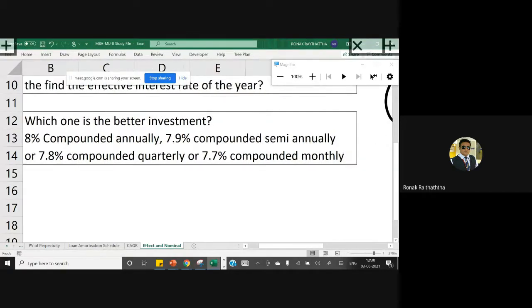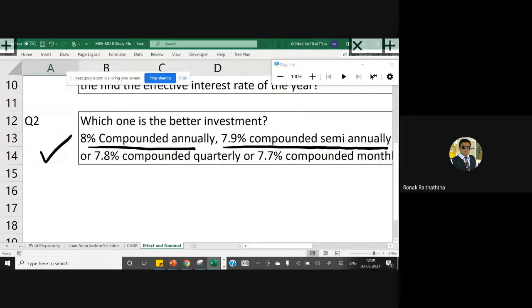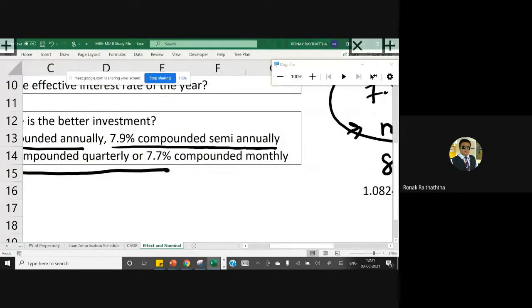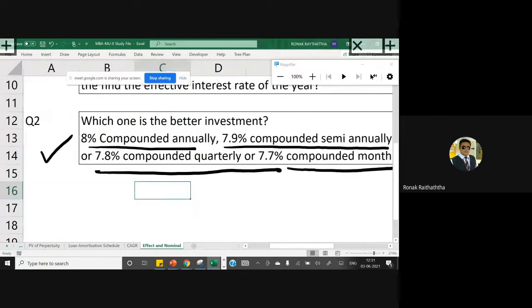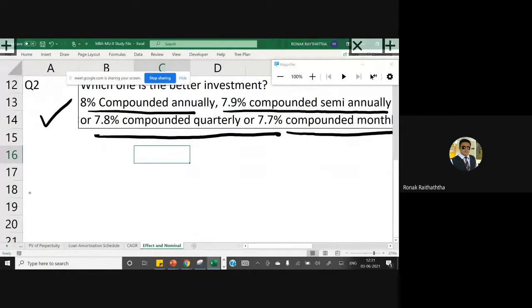So which one is the better investment? 8% compounded annually, 7.9 compounded semi-annually, 7.8 compounded quarterly, and 7.7 compounded monthly. Which one you will be preferring? For that, we have got the formula of the effective rate.